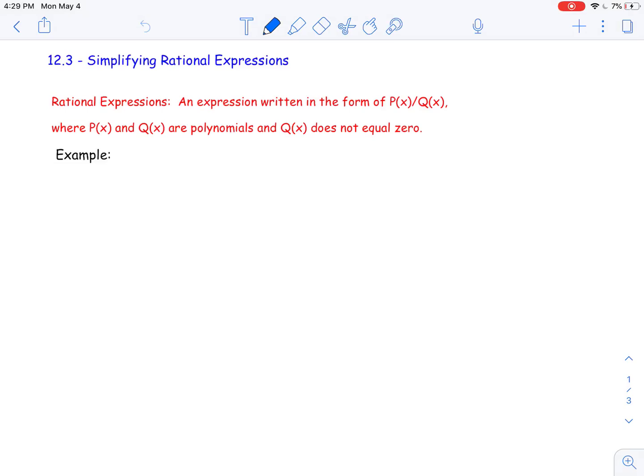Today we're going to do 12.3. We're starting a new chapter, chapter 12, which is all on rational expressions. And today we're going to do simplifying rational expressions.